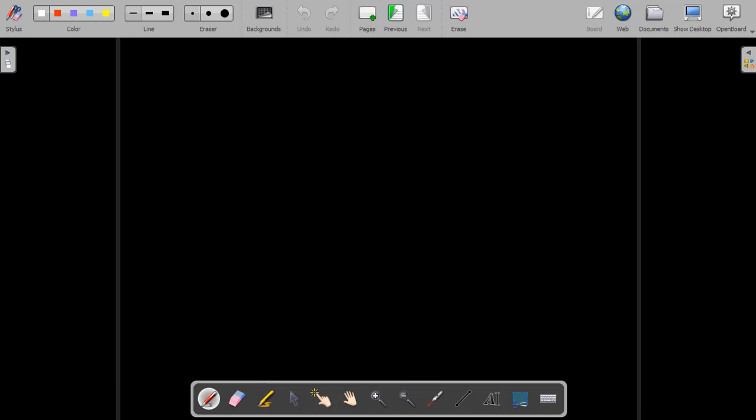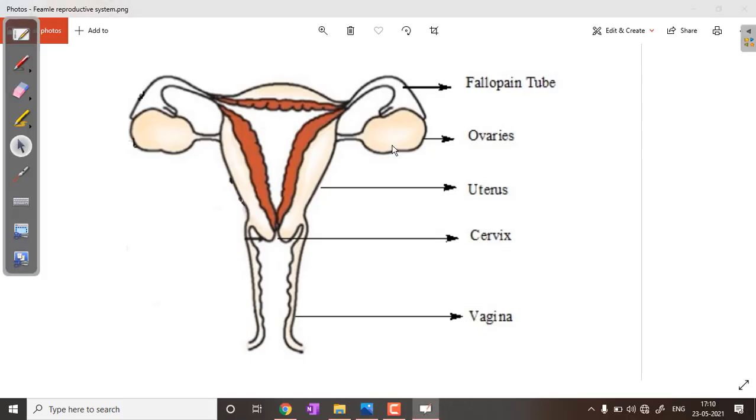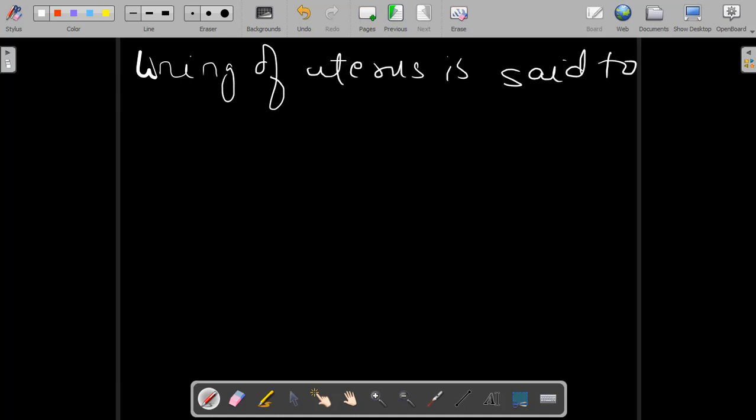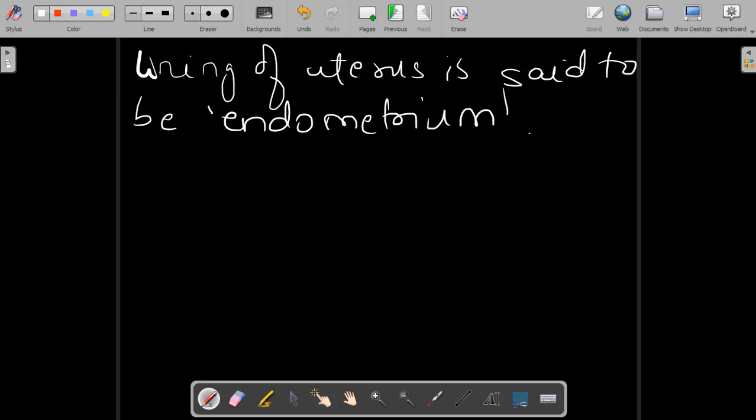That is all about the fallopian tube. Now the uterus. The uterus is said to be a pear-shaped muscular organ. Okay, it is somewhat like the fruit pear which we eat, right? It is somewhat that shape, and the lining of the uterus is said to be the endometrium. So the uterus is a muscular organ. The inner lining of the uterus is said to be the endometrium.